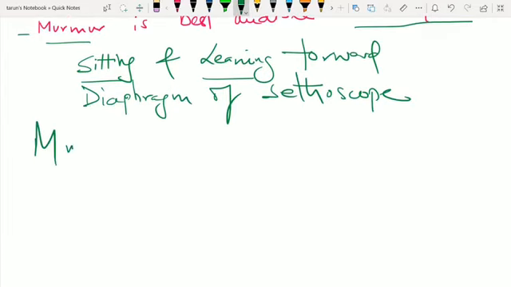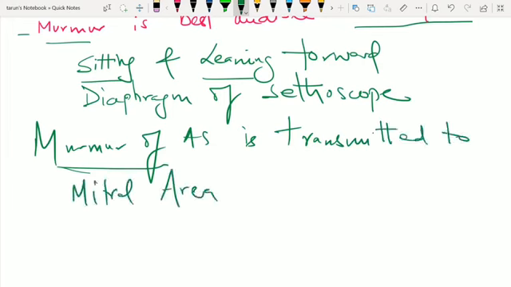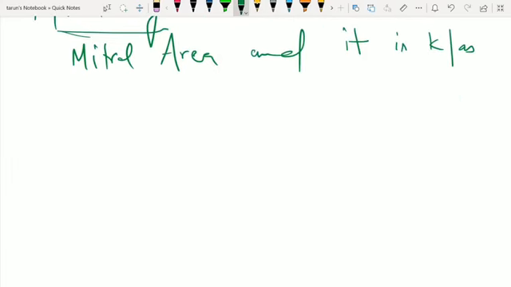Occasionally, the murmur of aortic stenosis is transmitted to the mitral area, and it is known as Gallavardin phenomenon.